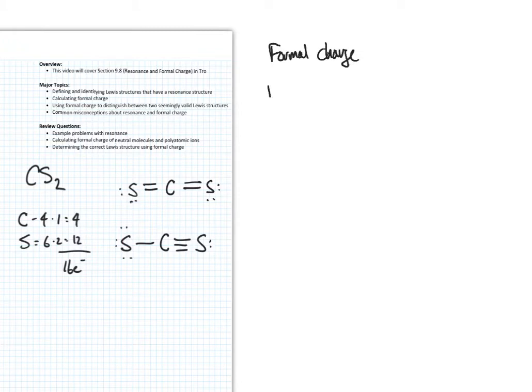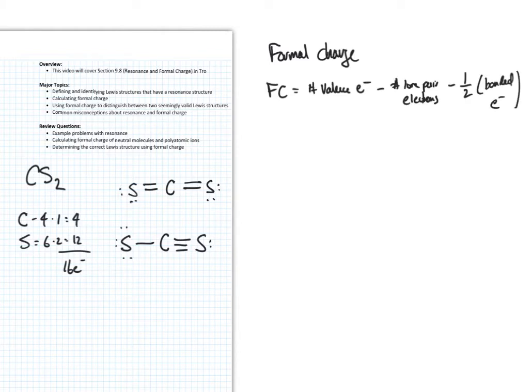Simple little equation. So the formal charge is equal to the number of valence electrons in the central atom, that means unbonded, before you attach anything to it, minus the number of lone pair electrons, minus 1/2 times the number of bonded electrons. Okay, so let's take an example of what we mean by this.